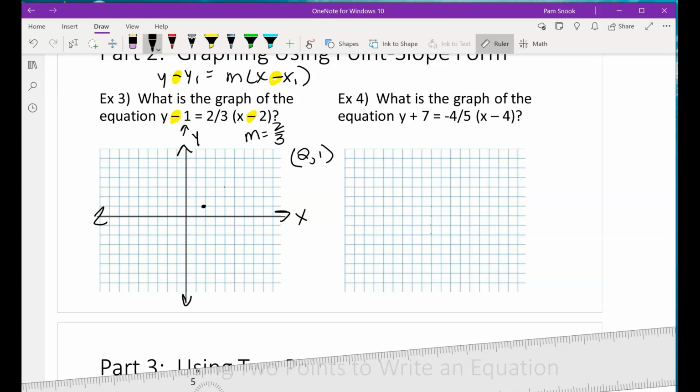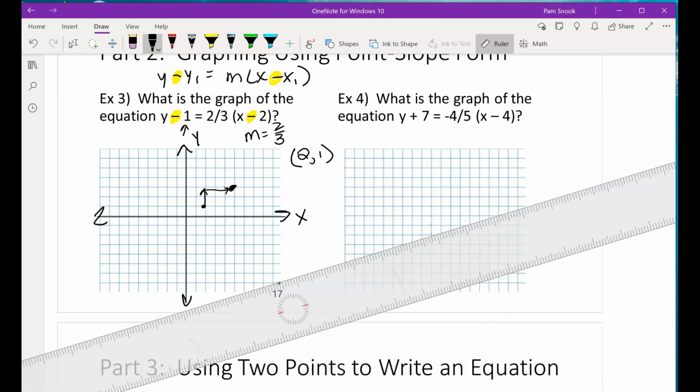And the reason I'm doing that is when I go to graph my line, I need 2 points. Otherwise, I only know where my line starts and I don't know which way it goes. So I'm going to use the slope, rise over run. Slope is 2/3, so my rise is going to be up 2. That puts it here. And then my run is going to be a positive 3. So up to 1, 2, 3, right there.